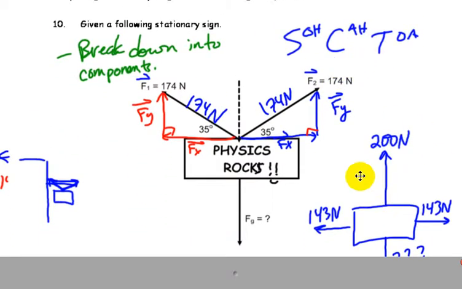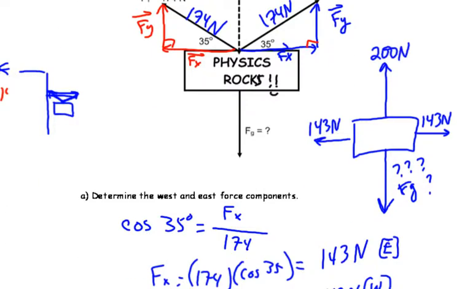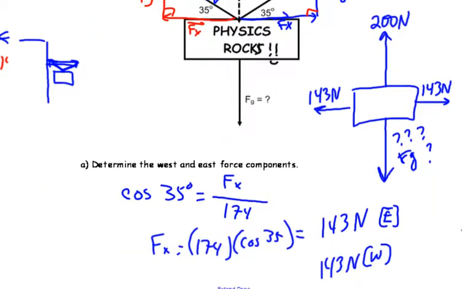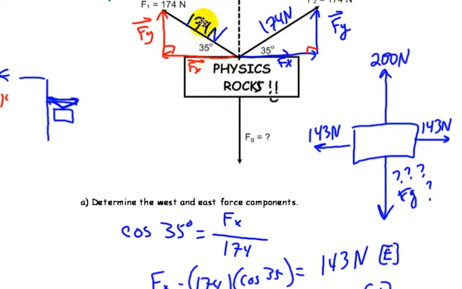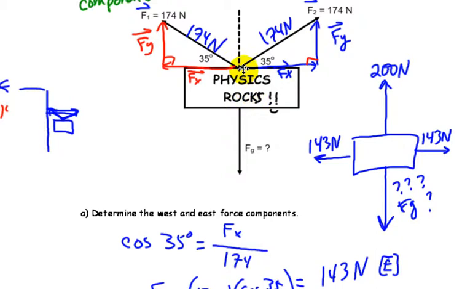So of course we have SOHCAHTOA. So if we look here, determine the west and east components. West and east, they're going to be the same value but opposite directions. So here we have our hypotenuse, our angle, Fx, the x component of the force, can be figured out by using cosine, of course. So cos of 35 equals adjacent over hypotenuse, and I get 143 newtons. So 143 newtons east, 143 newtons west. As you can see there, that's what I have.